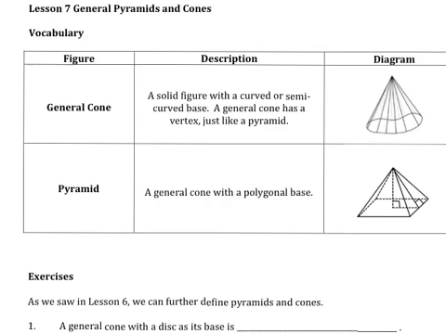A pyramid has a polygon base. If you think of the Egyptian pyramids, that's the most famous one, they have bases that I believe are squares. So any cone that has a base of just line segments is going to be considered a pyramid. But again, the sides meet at a single point, which distinguishes cones from cylinders.